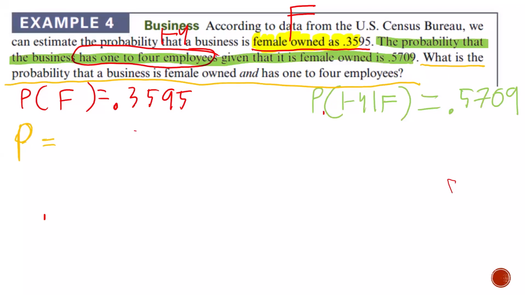It's probability of something. So that would be the probability. How would I write that? Female owned and has 1 to 4 employees. Well, there's a very important word there. That's the key. And so it's going to be probability F and 1 to 4.